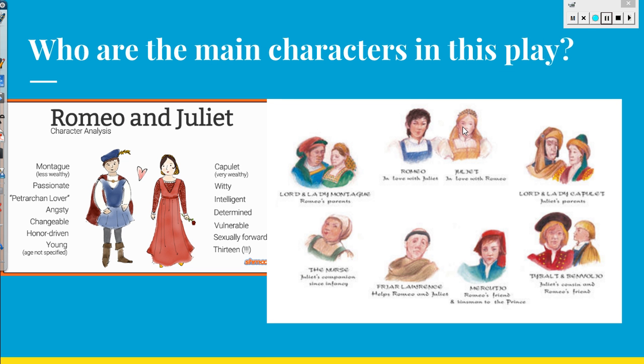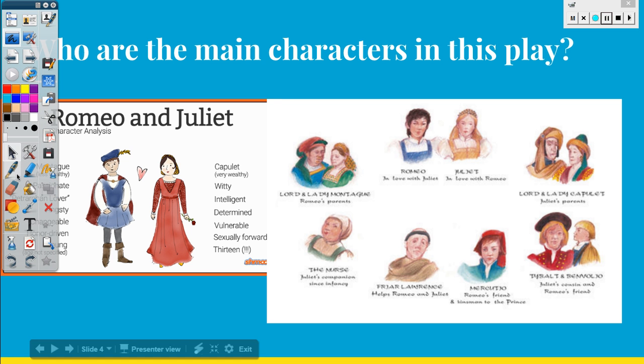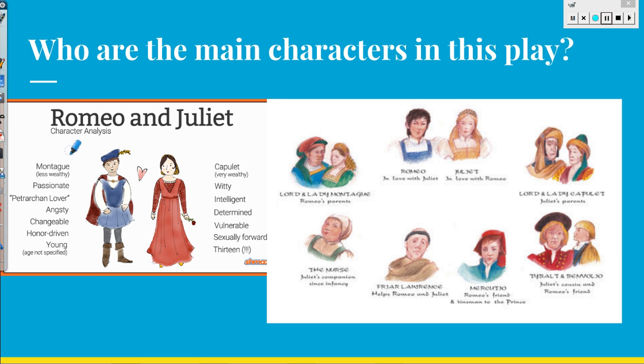So who are the main characters? So obviously the play is called Romeo and Juliet. So our main characters are Romeo and Juliet. Romeo is a Montague and Juliet is a Capulet. And their two families are enemies. When they meet, they do not know that they are from enemy families and they instantly fall in love.